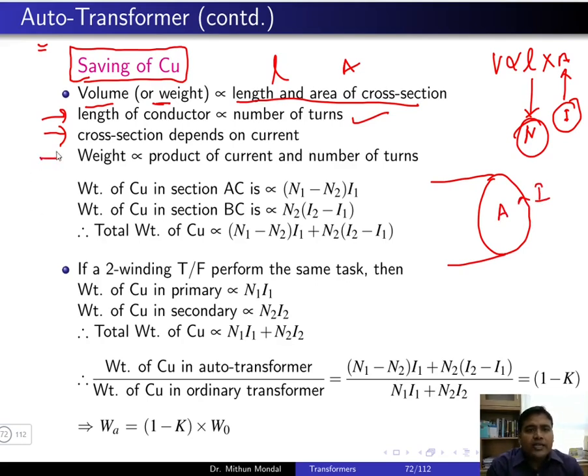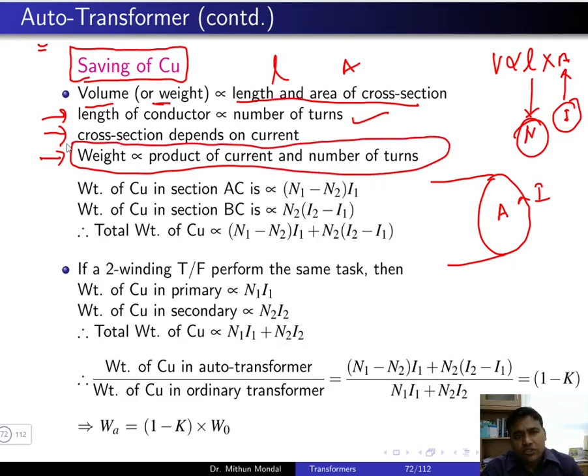Therefore, the weight is the product of current and number of turns. So the conclusion is that the weight, which we are going to determine as the volume, is the product of the current and the number of turns. So number of turns into current is basically the volume or the weight of the conductor, right? Weight of the conductor.